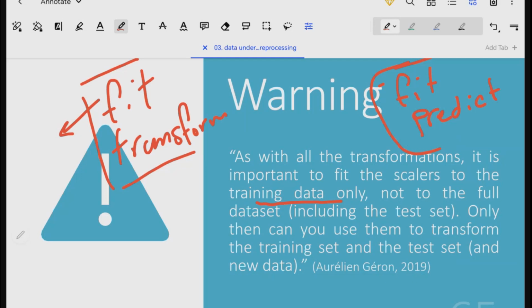Now, when the time comes to transform your data, let's say on the test set, do you call fit on the test set in order to find the values for X-min and X-max? No. X-min and X-max have been fitted and found from the training data set. We just use them to transform any other data, including the test set, unseen data, and future data. So you fit only on the training set, not on the full data set. Only then you can use them to transform the training set and the test set into the new data. So transformation is applied to all, but fitting is applied only to training data.